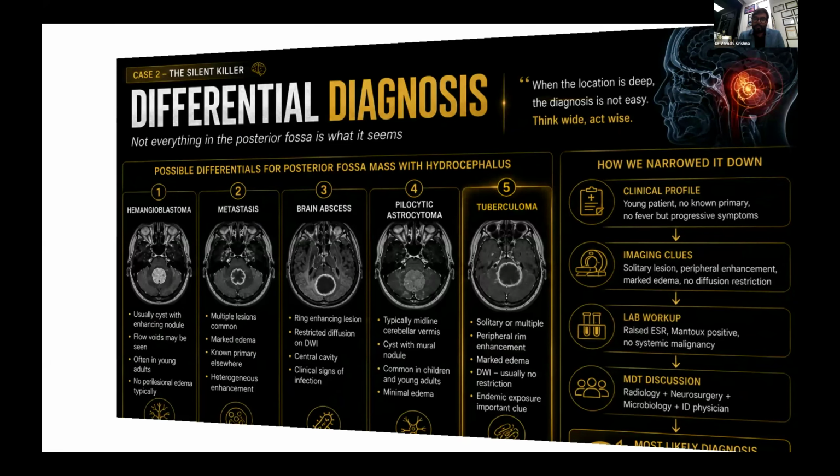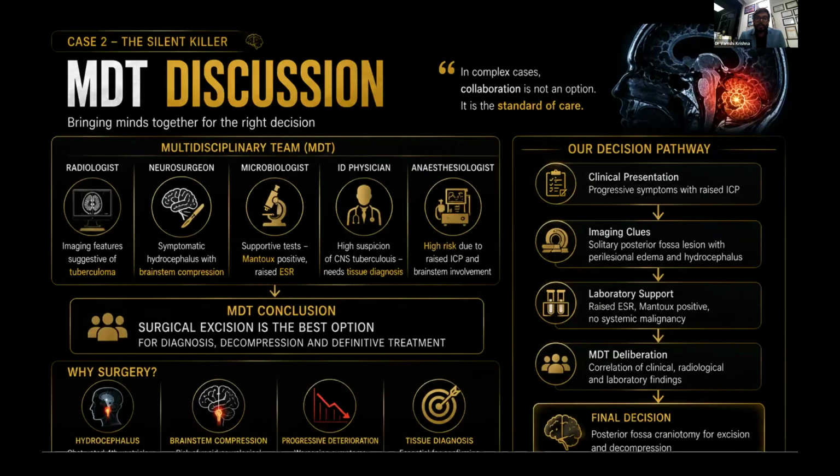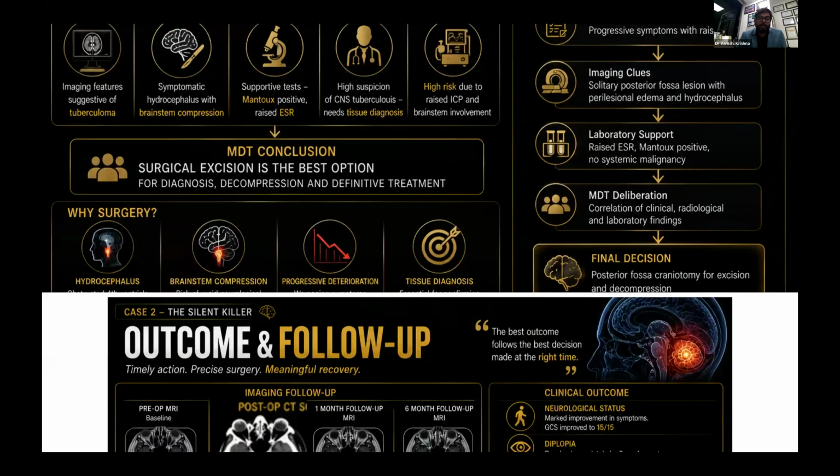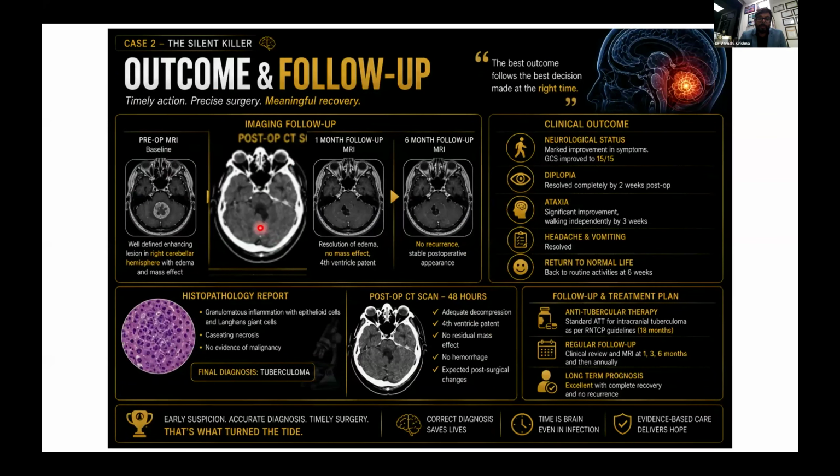Since there was also mass effect compressing the brainstem, we went ahead with surgery and removed the lesion. Here you could see the pre-op baseline MRI. Post-op there was complete excision of the lesion. On one month post-op follow-up MRI, there was no mass effect on the fourth ventricle, and at 6 month follow-up there was no recurrence. Histopathology also confirmed tuberculoma.